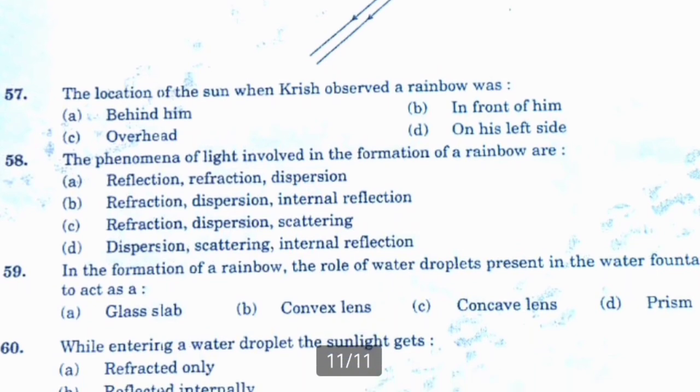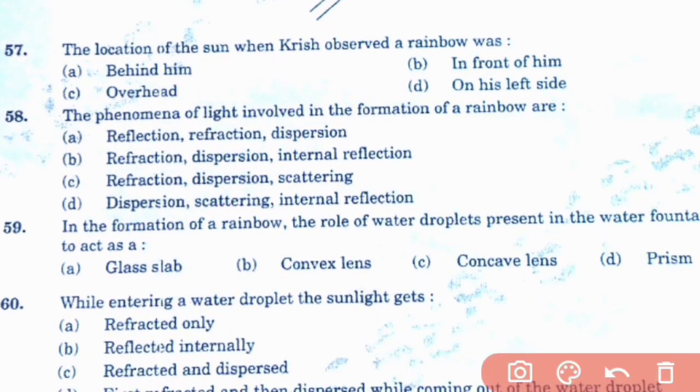Question number 57th. The location of the sun when Krish observed a rainbow was option A: behind him, B: in front of him, C: overhead, D: on the left side. So the correct answer is behind him, that is option number A.